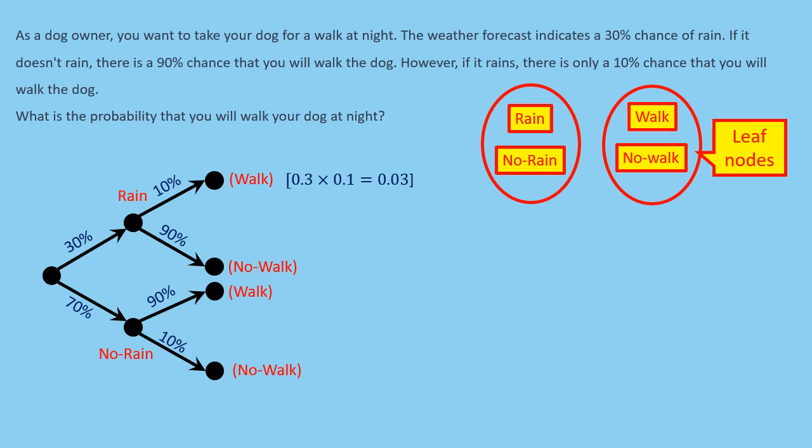0.3 times 0.1, which is 0.03, and the probability of no rain and walk is 0.7 times 0.9, which is 0.63. To find the probability of walking, we add up the probabilities of the outcomes that involve walking, which gives us 0.03 plus 0.63, which is 0.66. Therefore, there is a 66% chance that we will walk the dog at night.